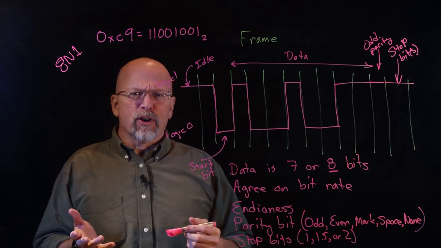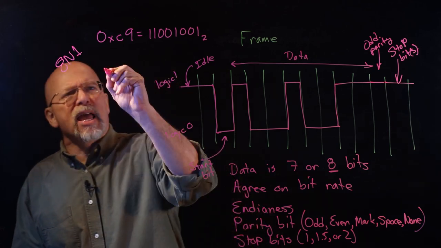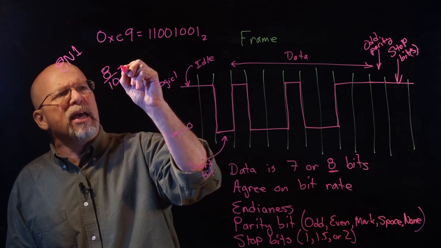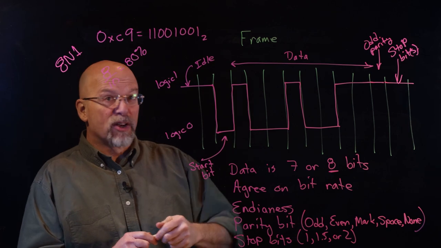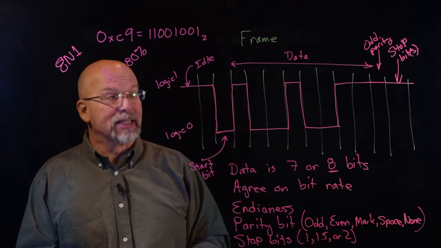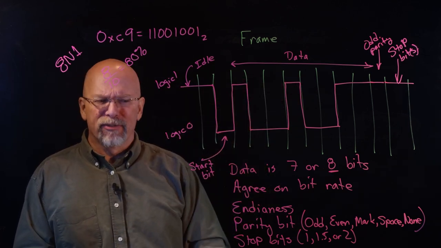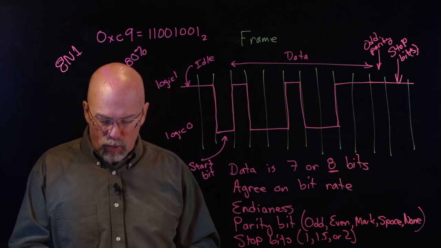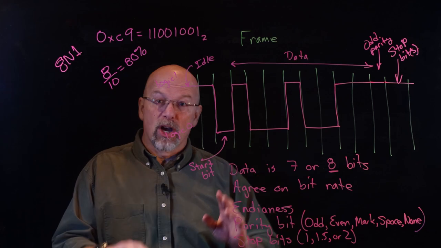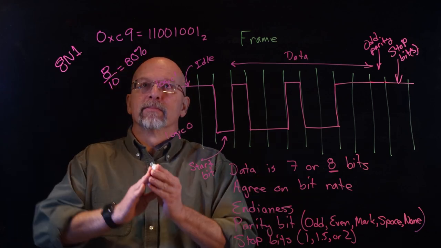And so when you're looking at your efficiency of the frame, it's 8 divided by 10, which is equal to 80%. In other words, of all the bits we send, only 80% of them are actually data. Not really very efficient, but it's really meant for control, simple control. Let me erase this and we'll talk a little bit more about rates.